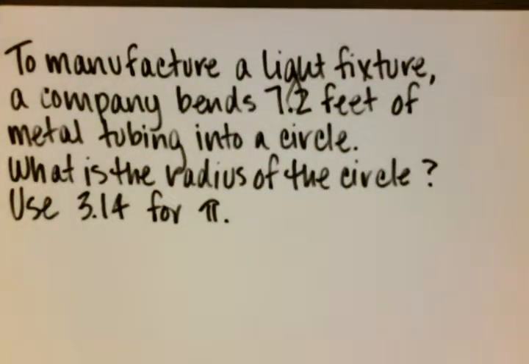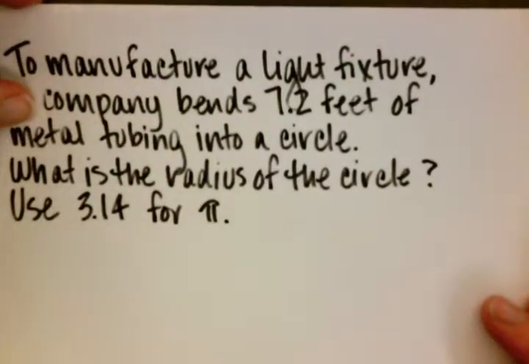To manufacture a light fixture, a company bends 7.2 feet of metal tubing into a circle. What is the radius of the circle? They are telling us to use 3.14 for pi. So what we want to do is set up the formula for circumference. And when we do that, we can then solve for r, which is the radius.